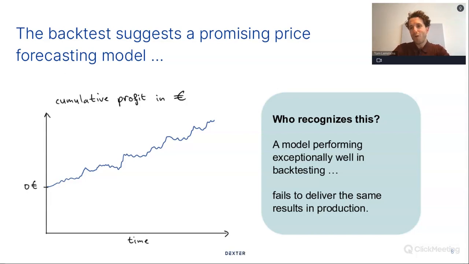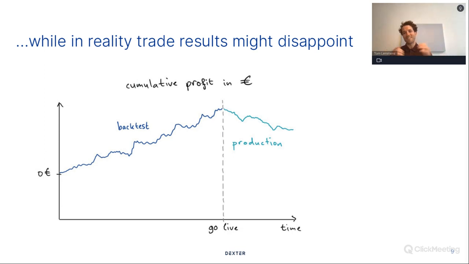Now I want to ask you an honest question to consider for yourself. Who recognizes the following? A model performing exceptionally well in backtesting, which then fails to deliver the same results in production. The same thing, surprise, also happens for this example. After go live, which is the vertical dotted line, the production results show a completely different trend, different behavior from the backtest results. Sadly, that's disappointing. Now, the big question is, of course, why?